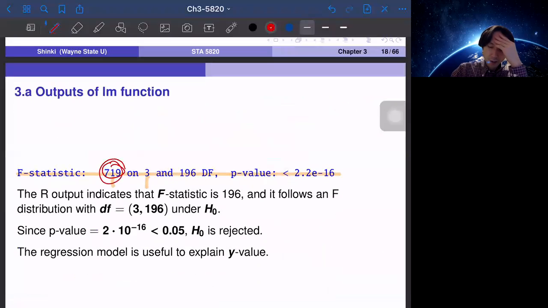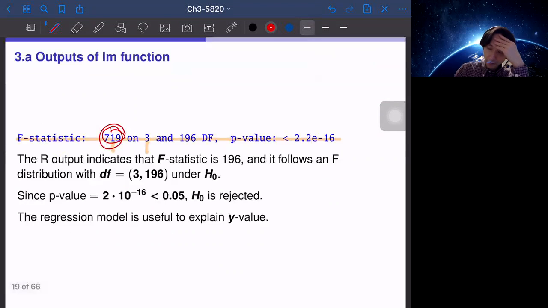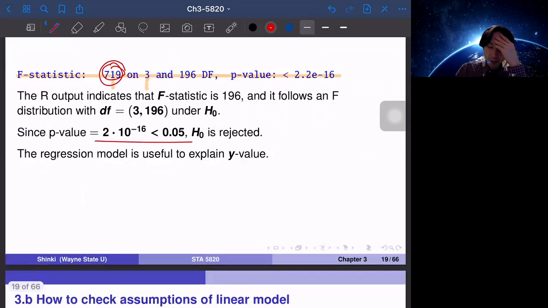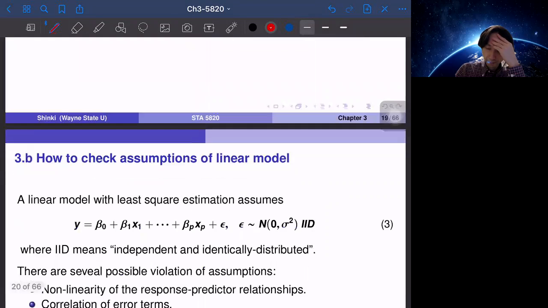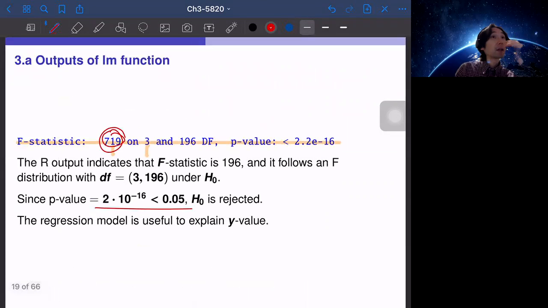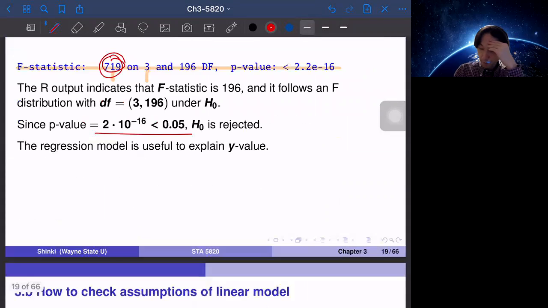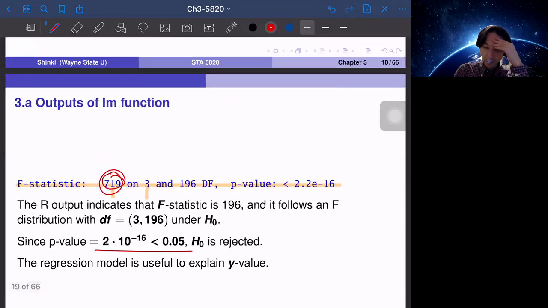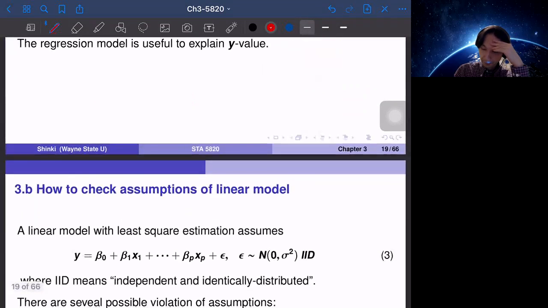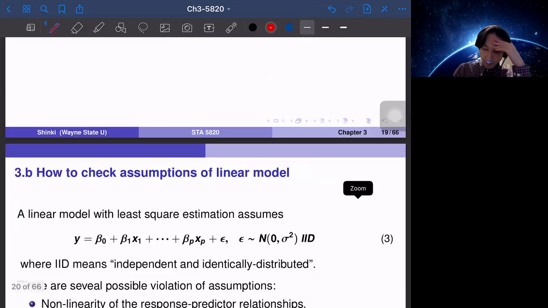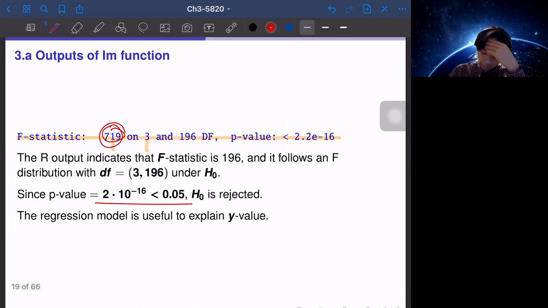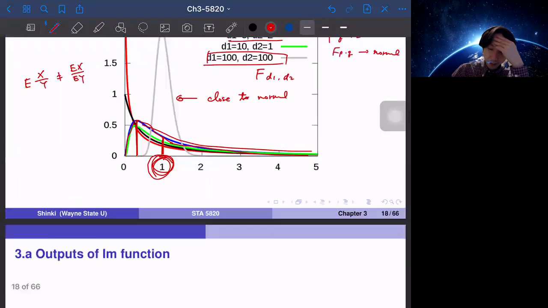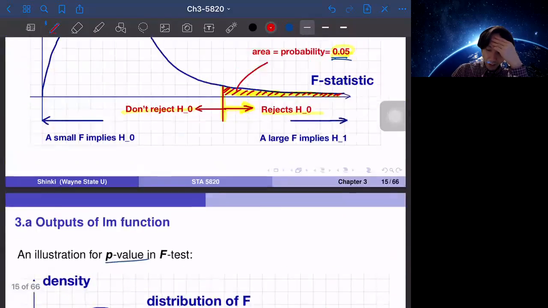So that means 719 is very large. And actually the p-value is very small, so the null hypothesis is rejected. Okay, so that is 3.2a, the basics of linear regression. Do you have questions? So I explained that basically almost all outputs in the lm function.